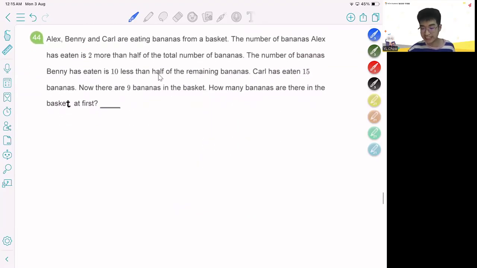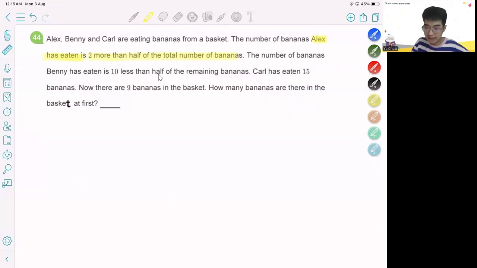Now let's move on to the next question, which is a working backwards problem, and it involves more than half, less than half. Further details about this, I have gone through in my live stream on working backwards and cyclic problems earlier. But let's just read the question. Alex, Benny, and Carl are eating bananas from a basket. The number of bananas Alex has eaten is 2 more than half of the total number of bananas.